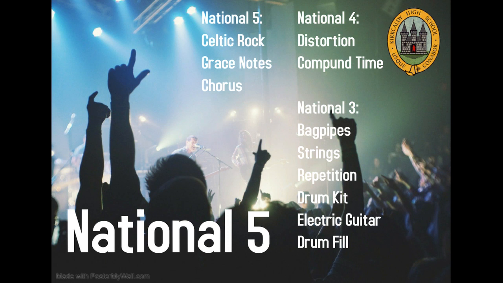The concepts that we're going to cover in this tutorial are, for National 5, Celtic Rock, grace notes and chorus, and then we're going to revise Distortion and compound time from National 4, and bagpipes, strings, repetition, drum kit, electric guitar and drum fill from National 3. Please can you write down a list of those concepts with your name and date at the top of your work, and then enjoy listening to this extract of music.